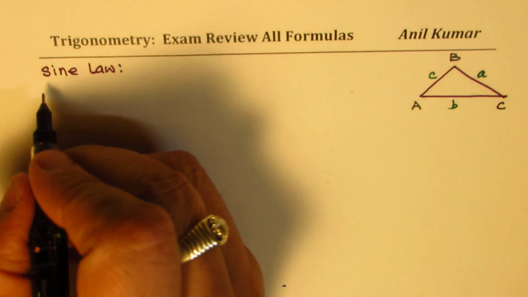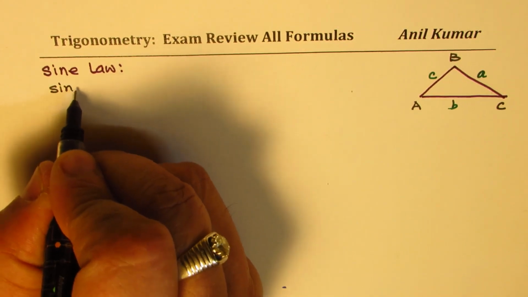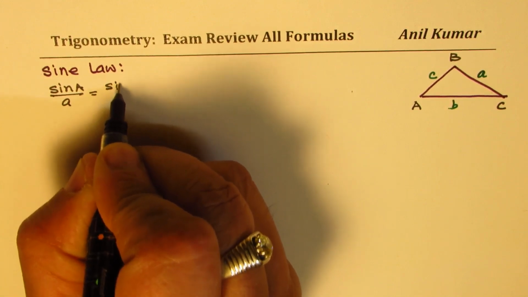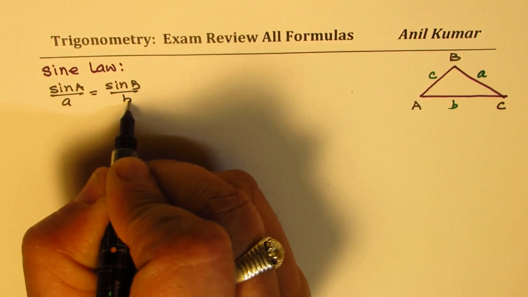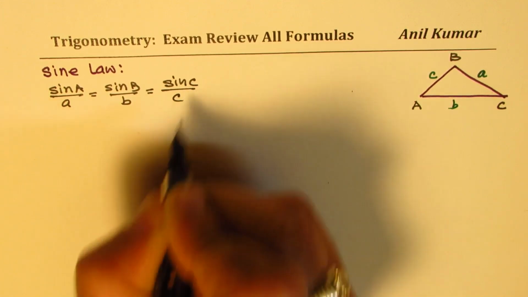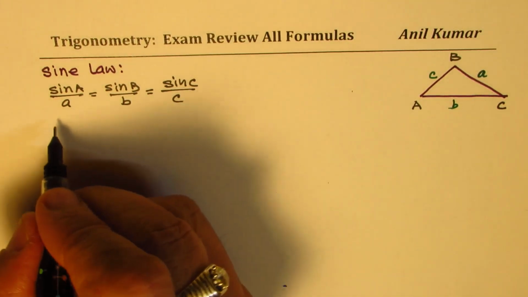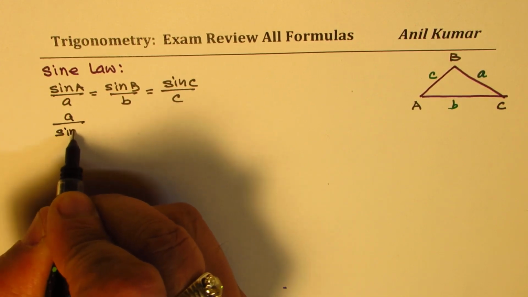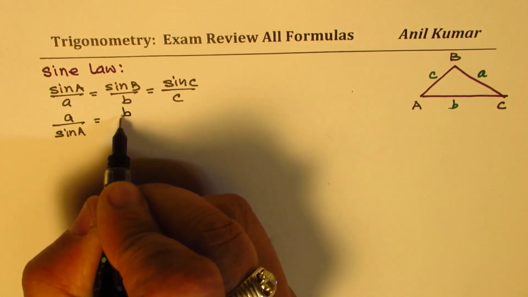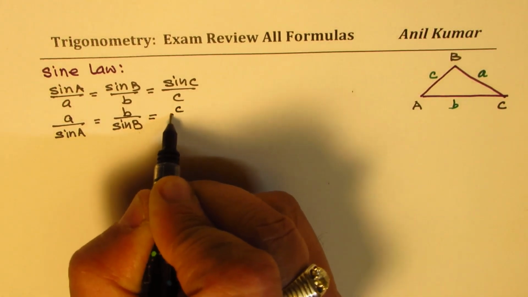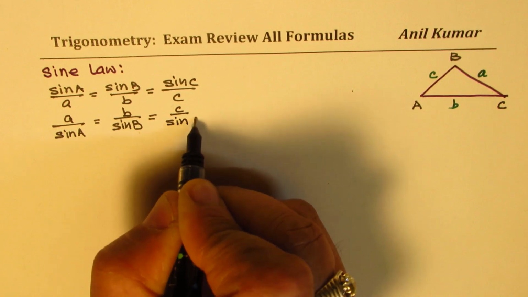Sine law can be written as sine A over a equals sine B over b equals sine C over c, right? Now it could be written the other way also. For example, you could also write this as a over sine A, b over sine B, equals c over sine C, correct?